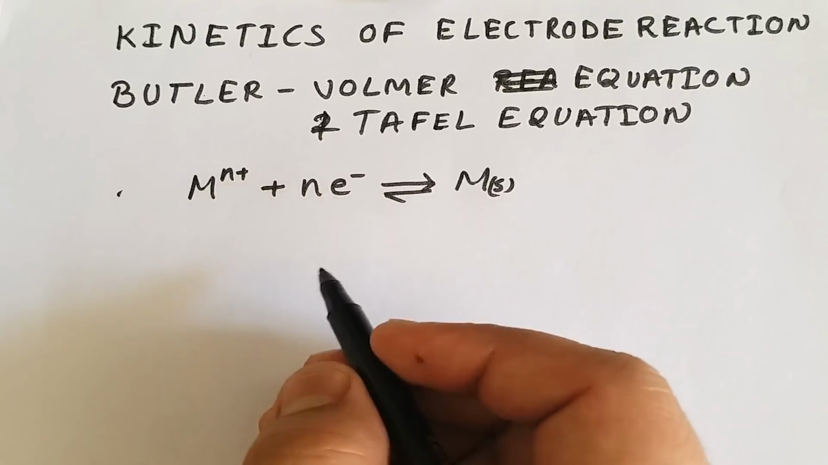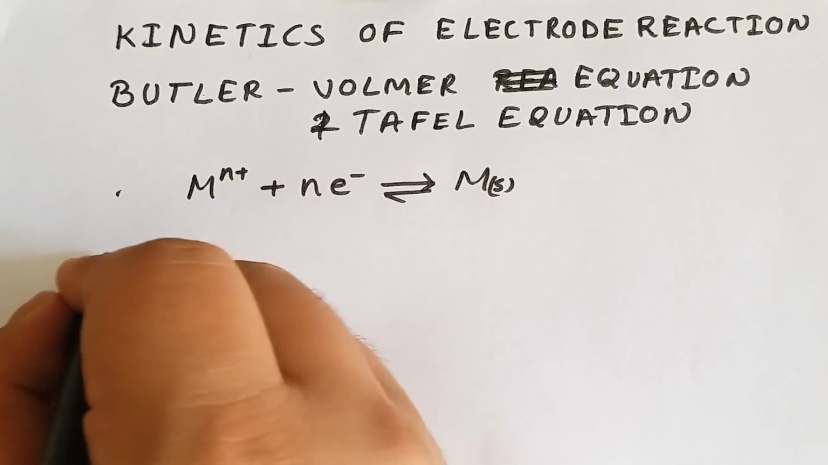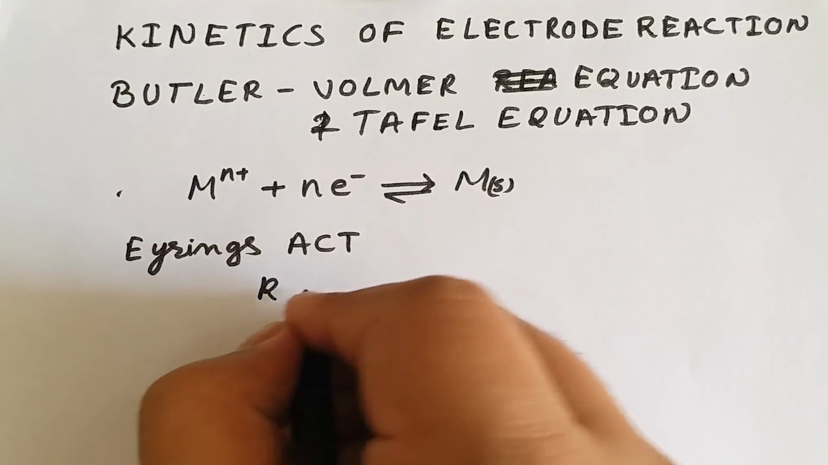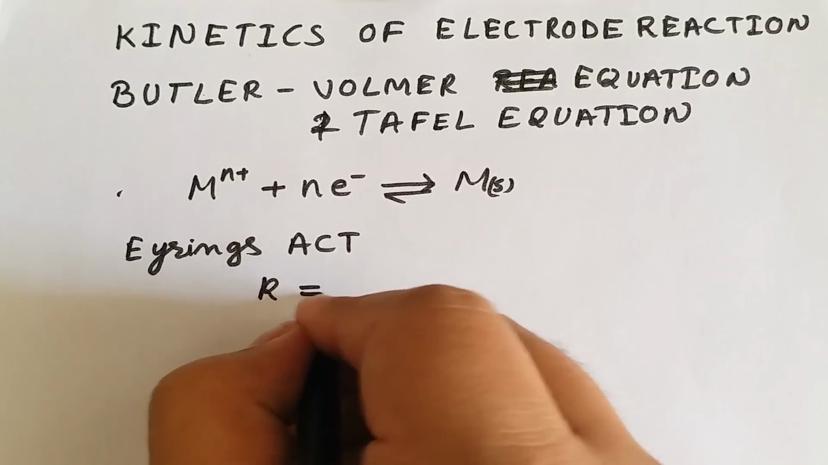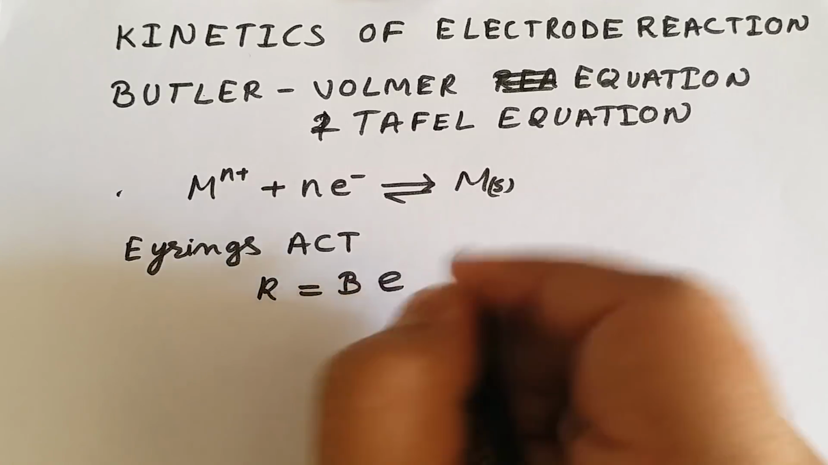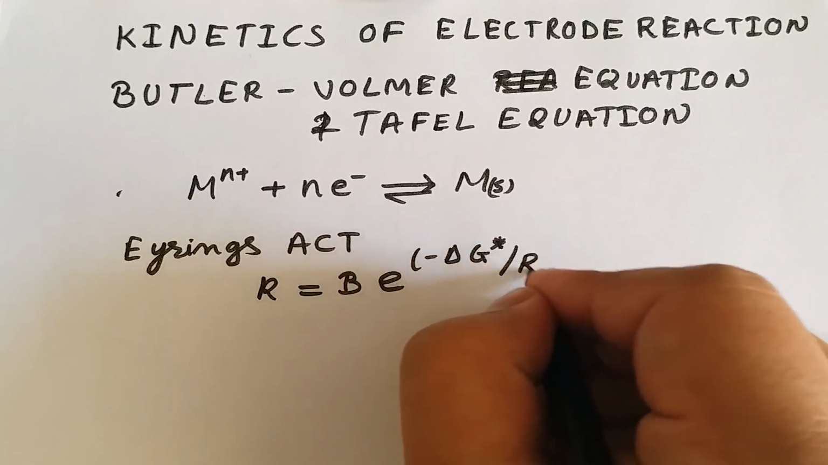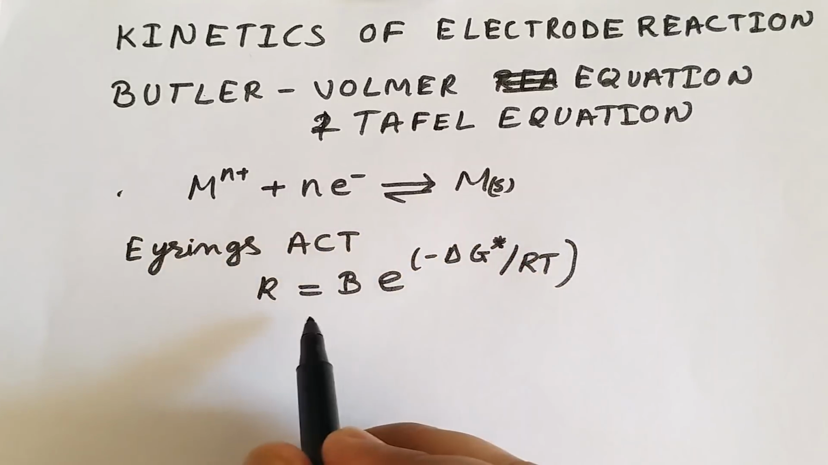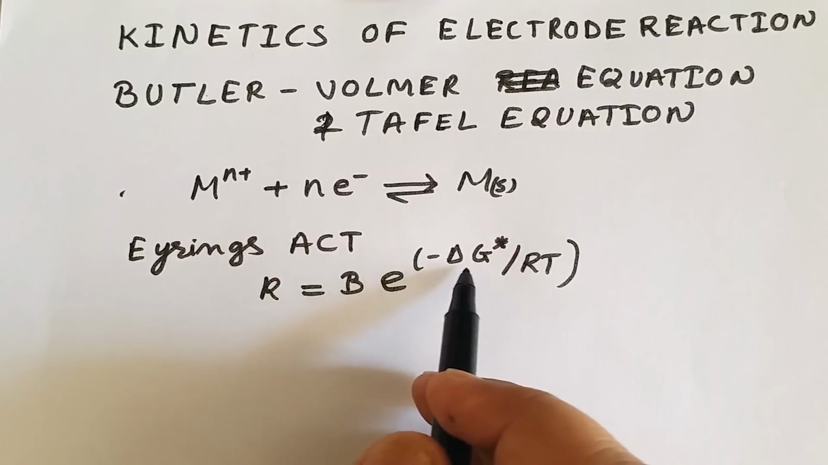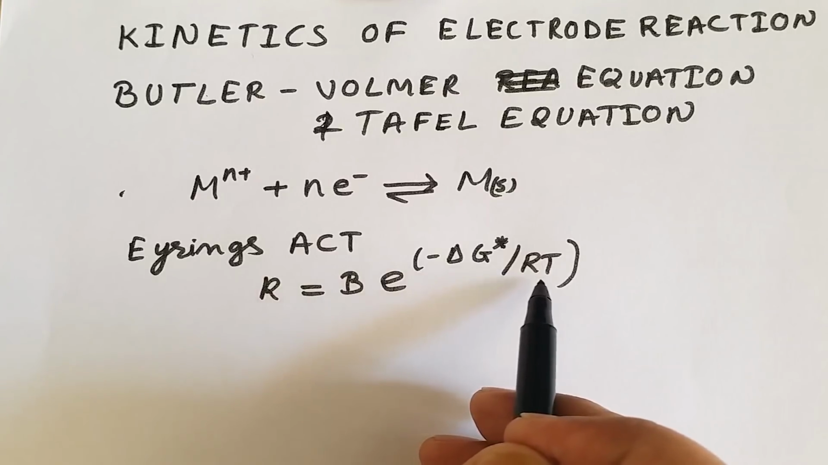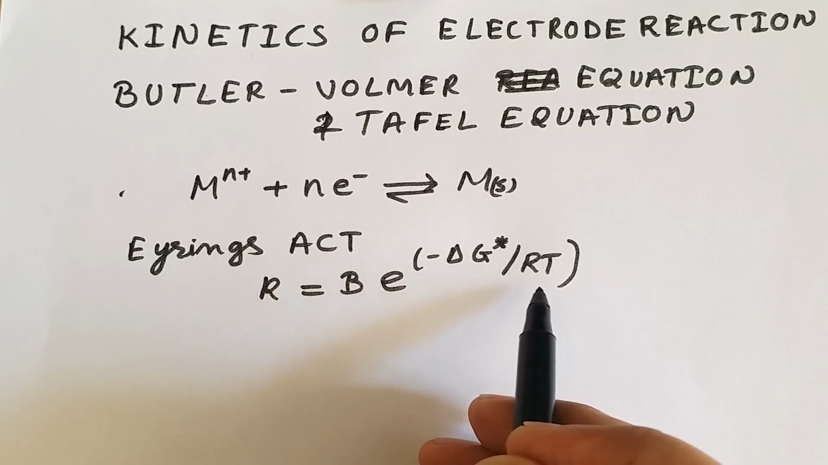Then according to Eyring's activated complex theory, the rate constant k for any chemical reaction is given by B exponential of minus delta G star upon RT. So this is our rate constant, where delta G star is the Gibbs free energy of activation, B is a constant, R is the real gas constant, and T is the temperature of the system on the absolute scale.